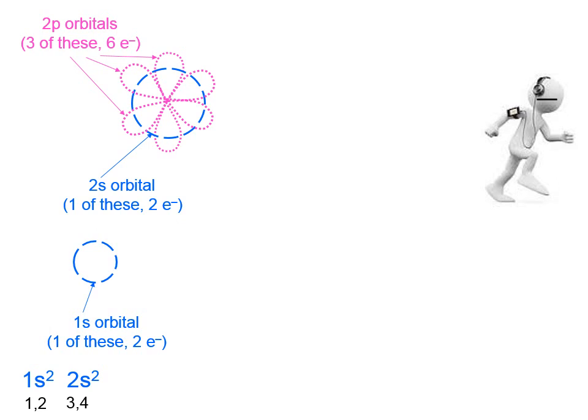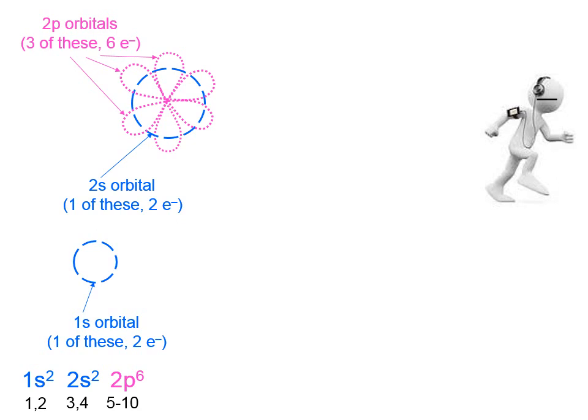Well, once each of the 3 2p orbitals has a single electron, then they double up and can hold a total of 6. So down at the bottom of the screen, we're going to write 2p6. In other words, on the 2p orbitals, and there are 3 of them, there are a total of 6 electrons. In other words, electrons number 5, 6, 7, 8, 9, and 10 are all on 2p orbitals.